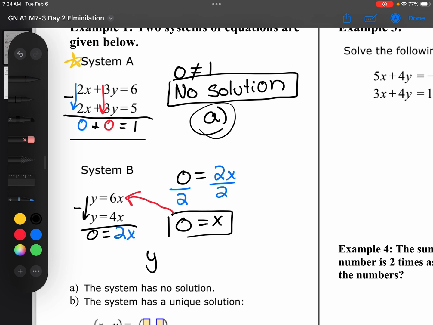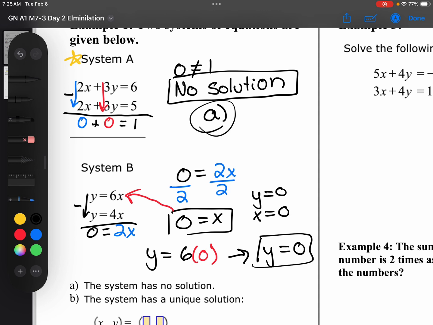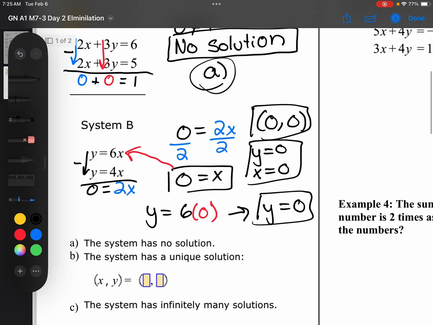So I have y is equal to 6, and instead of x, we are going to be plugging in a 0. So 0 times anything is 0. So 6 times 0, y is equal to 0. So we do have a solution here, and it's y equals 0, x equals 0. So if we wanted to write that as a coordinate, it would be 0, comma 0. So it would be B. B is the answer option there.